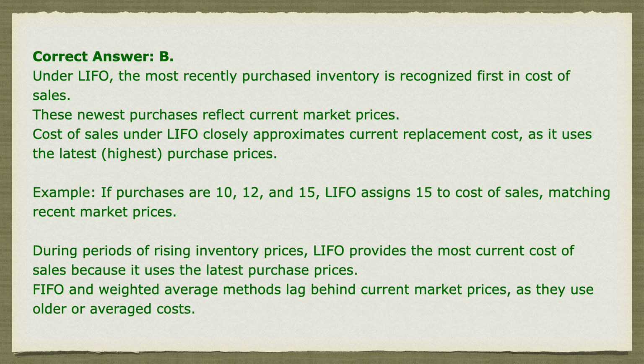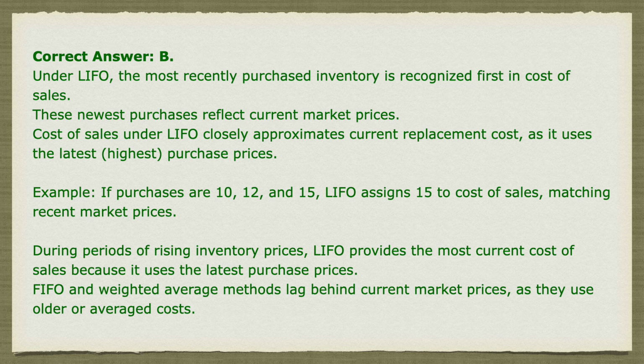Correct answer, B. Under LIFO, the most recently purchased inventory is recognized first in cost of sales. These newest purchases reflect current market prices. Cost of sales under LIFO closely approximates current replacement cost, as it uses the latest, highest purchase prices. Example: if purchases are 10, 12, and 15, LIFO assigns 15 to cost of sales, matching recent market prices.